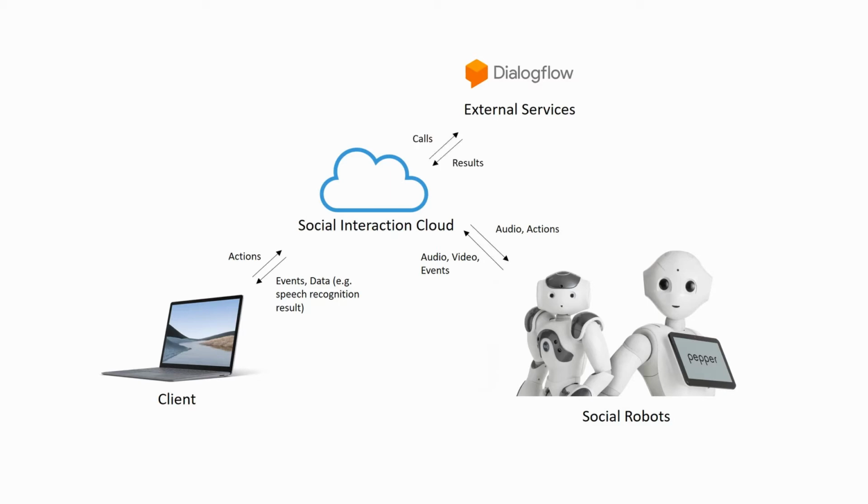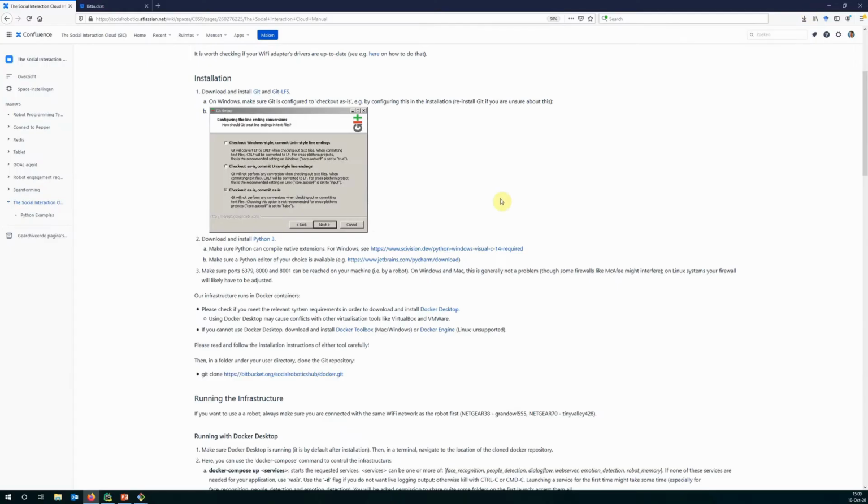So for example, if part of your interaction needs some speech recognition, the client sends out the speech recognition request, and the social interaction cloud actually calls the external service, in this case Dialogflow, parses the results and sends them back to the client, which can then make decisions based on that data. Given this basic overview, it's time to actually set it up.